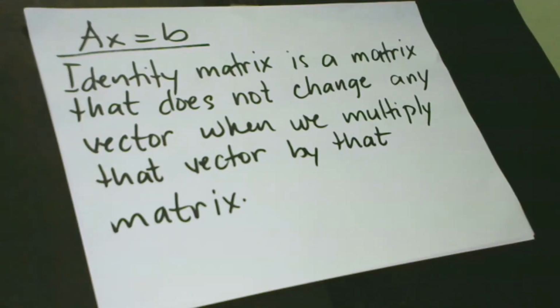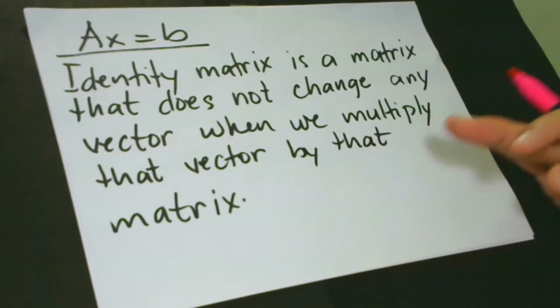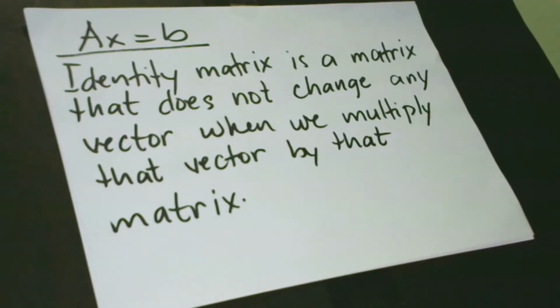An identity matrix is a matrix that does not change any vector when we multiply that vector by that matrix. Does it sound confusing? Have some patience because we will walk through step by step. Treat it like when you face a mirror. Is the face you see in the mirror different or the same? Of course it is the same. It is your face. Why? Because it is your identical face. Is that clear? So that's the concept of identity matrix.